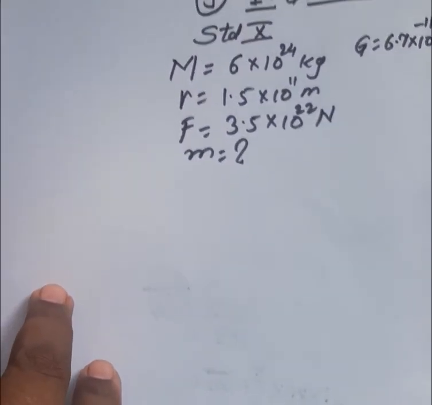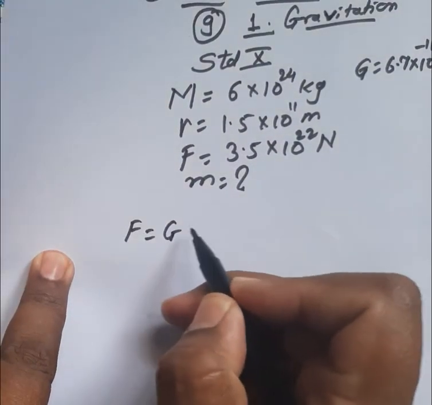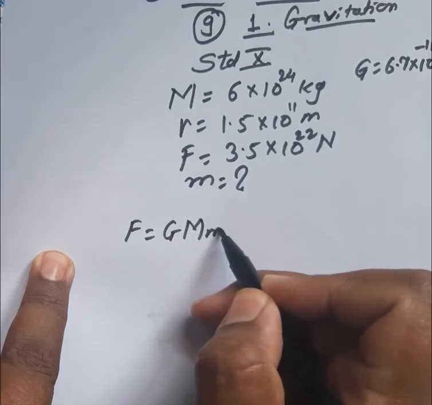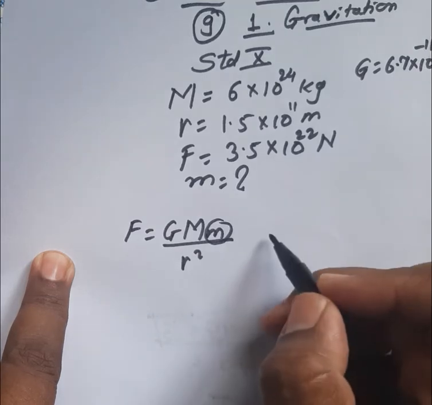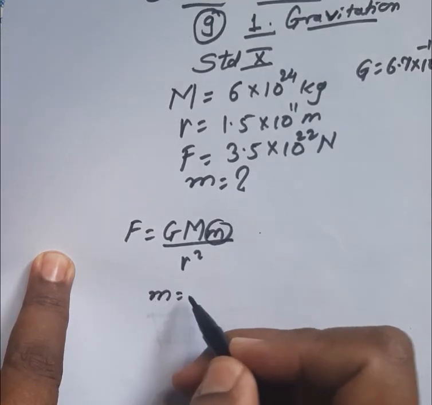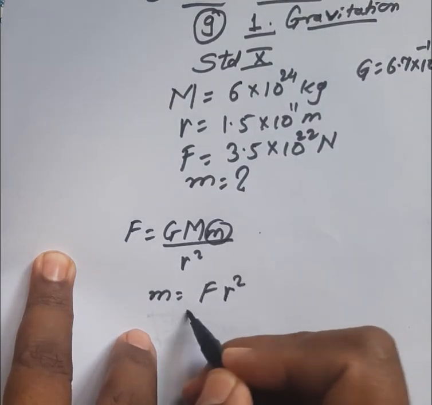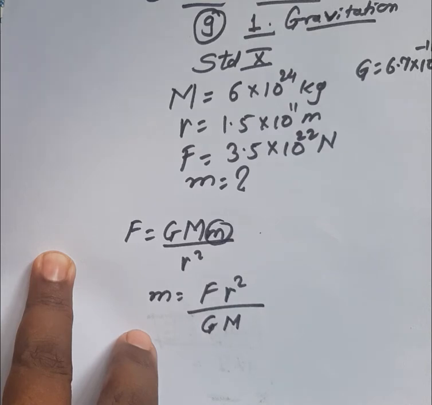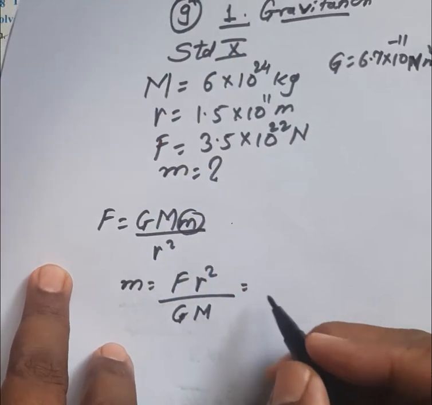I will take the formula for this. The formula is F is equal to capital G capital M into small m upon R square. Now we have to find this small m, so we rearrange the equation. When we rearrange, the answer will be m is equal to F into R square upon capital G into capital M. Now we will substitute the values which are given here.